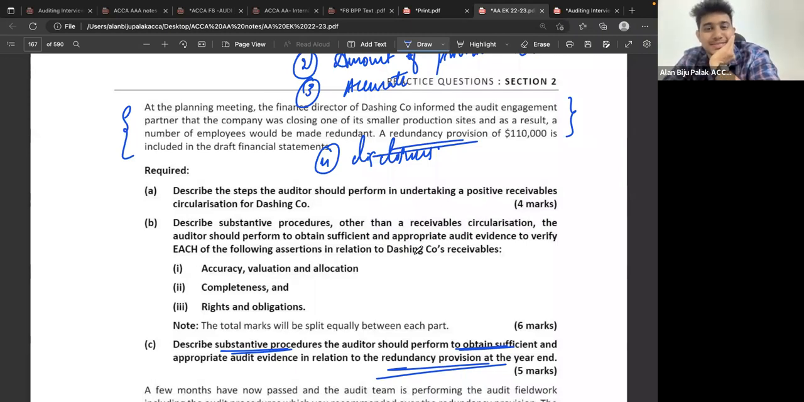How can you confirm that? Exactly. You can use the post-year end cash book, right? The redundancies payment might be made to the employees after the year end, right? So how can you confirm that? You can agree the redundancy provision to the post-year end cash book in order to confirm whether the redundancy provision created at the year end is reasonable.